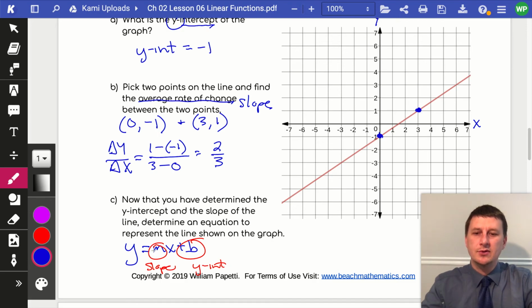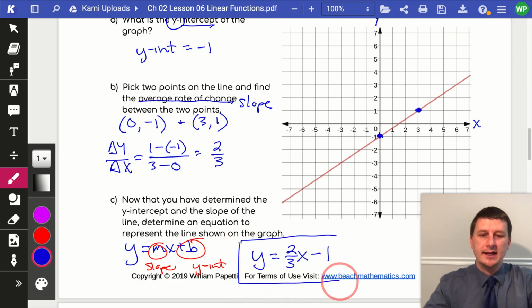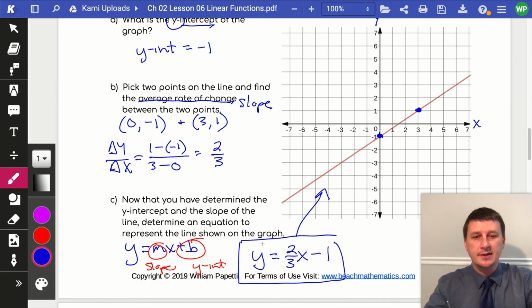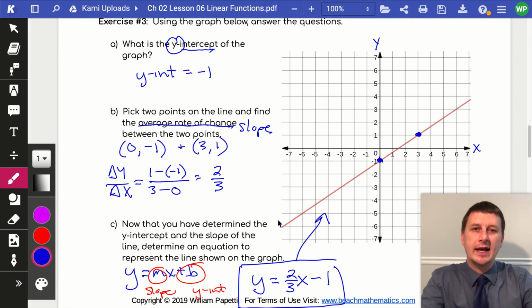So we could just substitute 2 over 3 in for m and -1 in for b, and we'll have the equation of this line. So we're going to have y is equal to 2 over 3. Don't forget to put the x next to it. And then the b value is -1. So the equation of this line that's pictured in this graph is y equals 2 over 3x, or 2/3 x, minus 1. So now in this exercise, we looked at this graph, we found the y-intercept, we found the slope, and using those 2 pieces of information, we were able to create an equation that represented this graph.